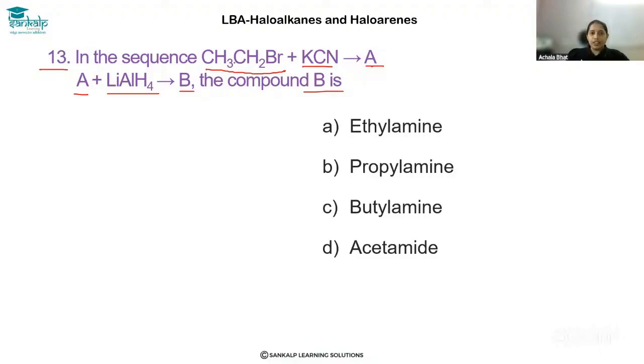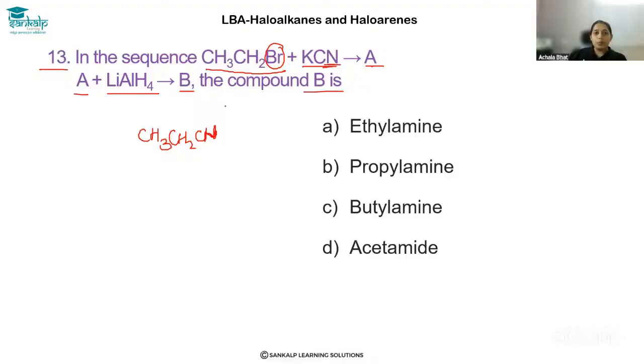Okay. When CH3CH2Br reacts with KCN, what is the product A formed? ಇಲ್ಲಿ Br ತೆಗೆದು ಏನು ಹಾಕಬೇಕು? CN minus. Br minus ಬದಲು CN minus ಅನ್ನ ಹಾಕಬೇಕು. So it is CH3CH2CN. Yes, CH3CH2CN is formed.